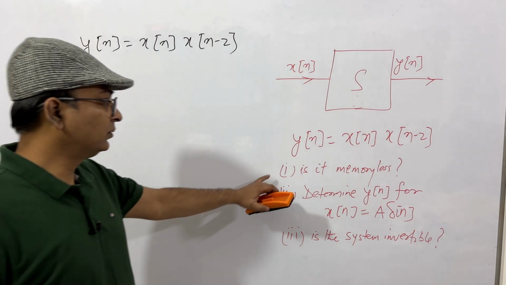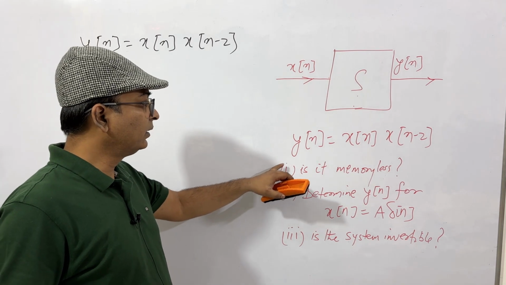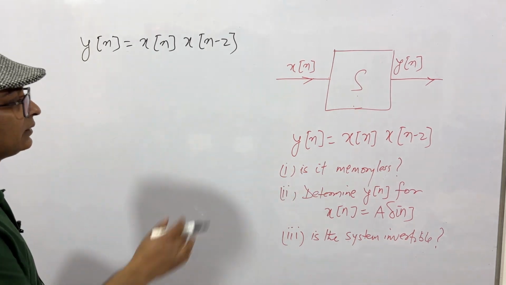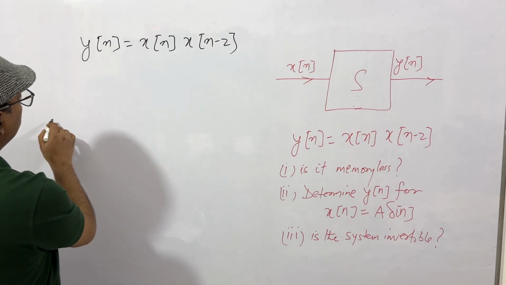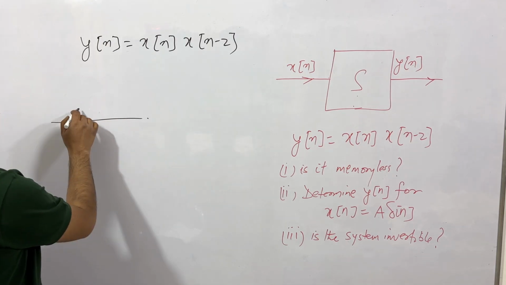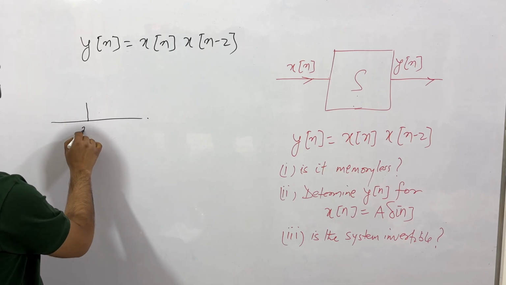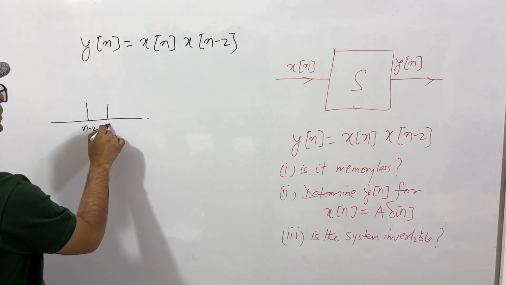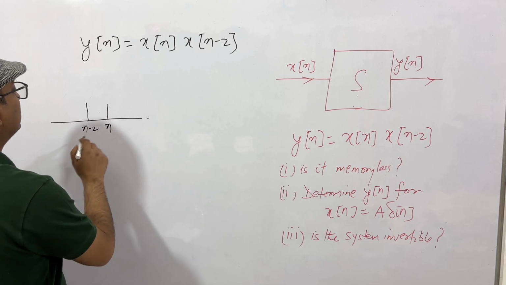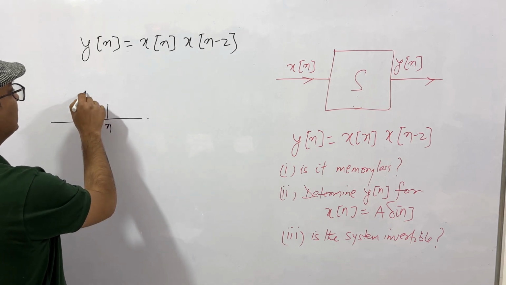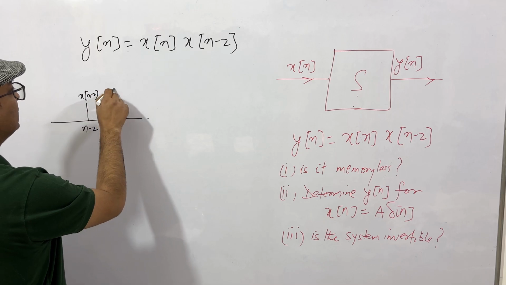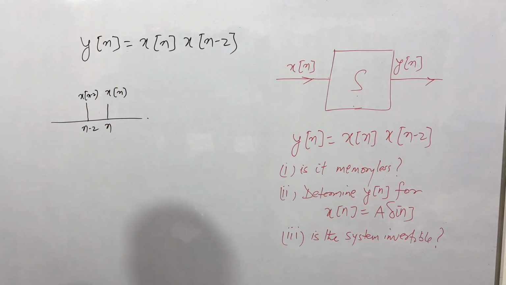The first subpart of this question is: is it memoryless? Now see, y[n] is x[n] minus 2. Let's say this is our input pulse wave. Let this be n minus 2, this be n. So you can take 0 and minus 2. So this is the first value, this is at x[n minus 2] and this is x[n], the value at x[n].